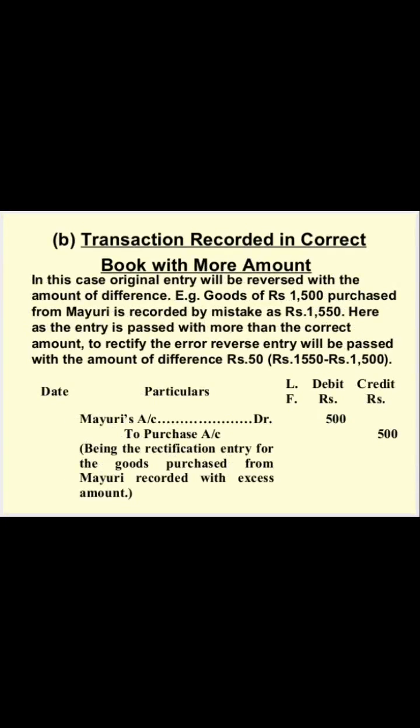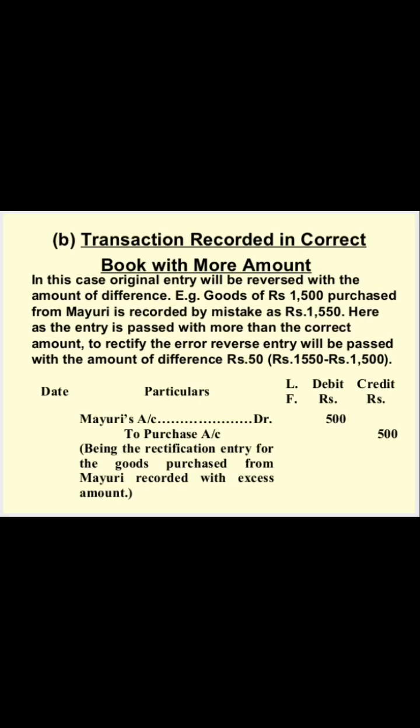So the next error of commission is the transaction recorded in correct book but with more amount. In this case, the original entry will be reversed with the amount of difference. As you can see in the example, goods of rupees 1500 purchased from Mayuri is recorded by mistake as rupees 1550. Here, as the entry is passed with more than the correct amount, to rectify the entry, reverse entry will be passed with the amount of difference, that is 50 rupees.